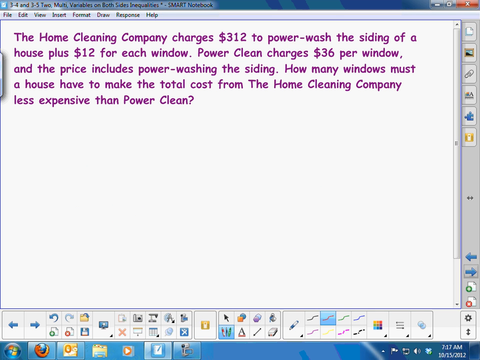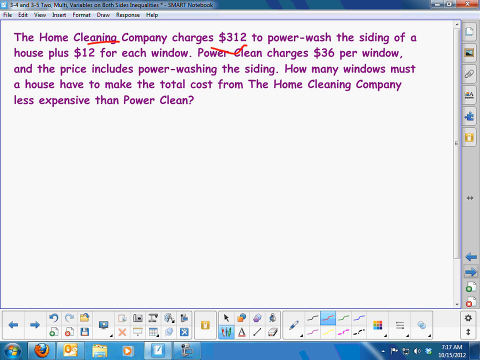All right, the home cleaning company charges $312 to power wash the siding of a house, plus $12 for each window. So it's $312 plus 12 per window. Power Clean, a different company, charges $36 per window, and the price automatically includes the power washing the siding. How many windows must a house have to make the total cost from the home cleaning company less expensive than Power Clean? So I'm going to have home cleaning less than Power Clean.